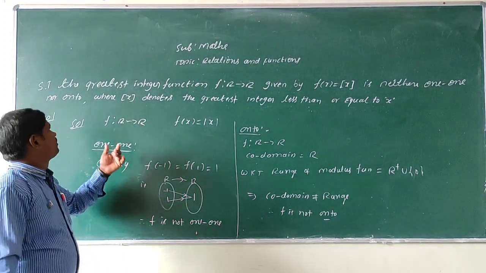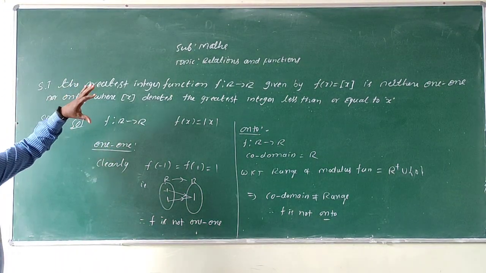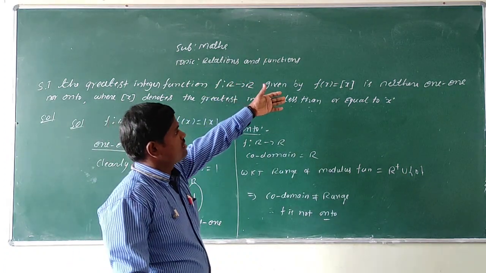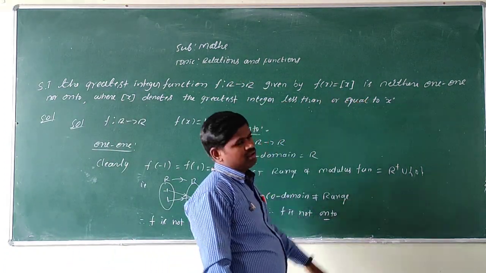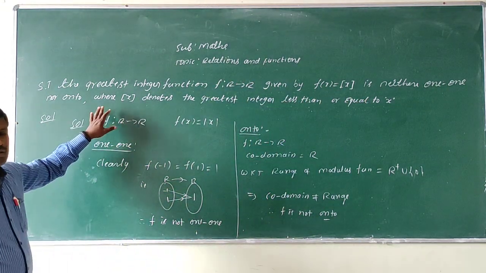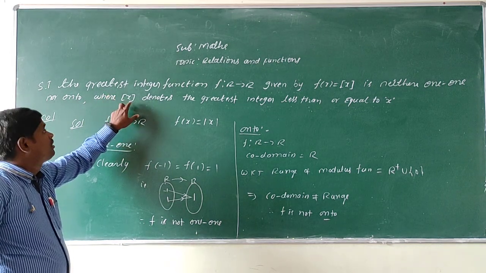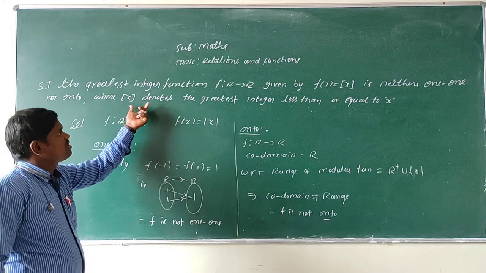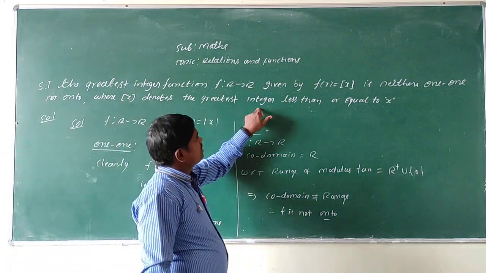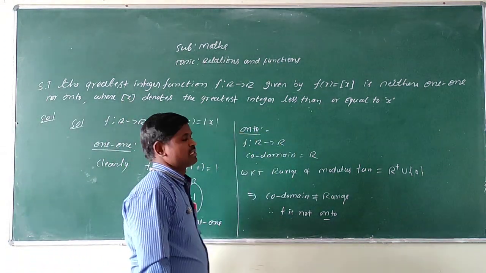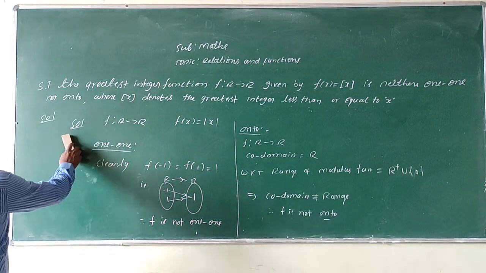Show that the greatest integer function f from R to R given by f of x equal to bracket of x is neither one-one nor onto, where box of x, as already seen, denotes the greatest integer less than or equal to x. Okay, so solution.